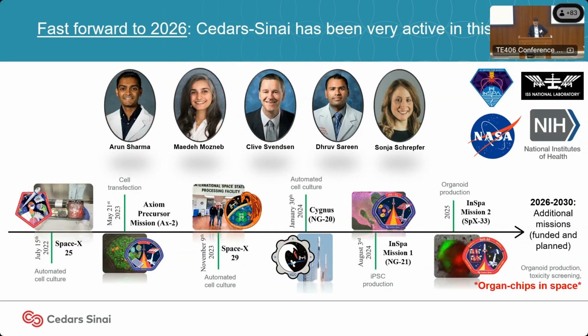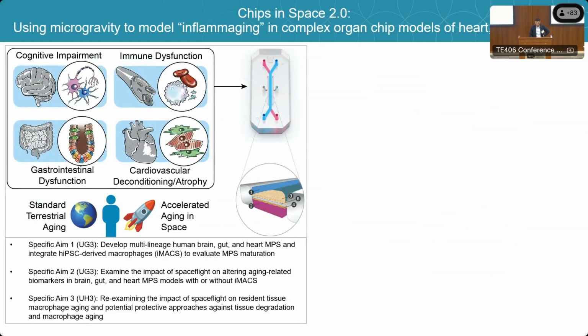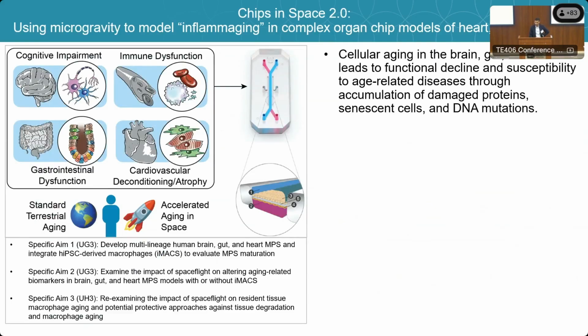And so talking about our organ-on-chips study, a project that we're fortunate to have just gotten funded, I'll talk a little bit about that. So here we are modeling cellular aging in the brain, gut, and heart using these chip systems that I have alluded to.